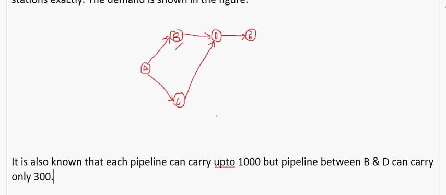The conditions given are each of the pipelines can carry up to 1000 gallons, but the pipeline between B and D carries only 300. So this one carries only 300. This is the maximum capacity which is given, right? So the maximum capacity of this is 1000. Let's not write it because they may carry less or more, right? The maximum capacity of this is 300.